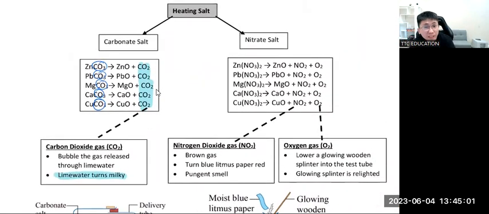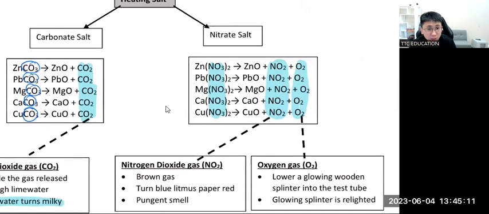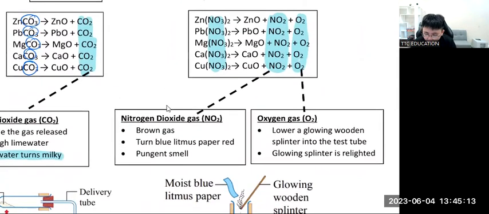Any salt with nitrate, NO3, you heat, confirm you get NO2, and then confirm you get O2. So you see, this is like a fixed trend. NO2 is a brown gas that turns blue litmus paper red, and O2 gives you a glowing splinter relight observation.